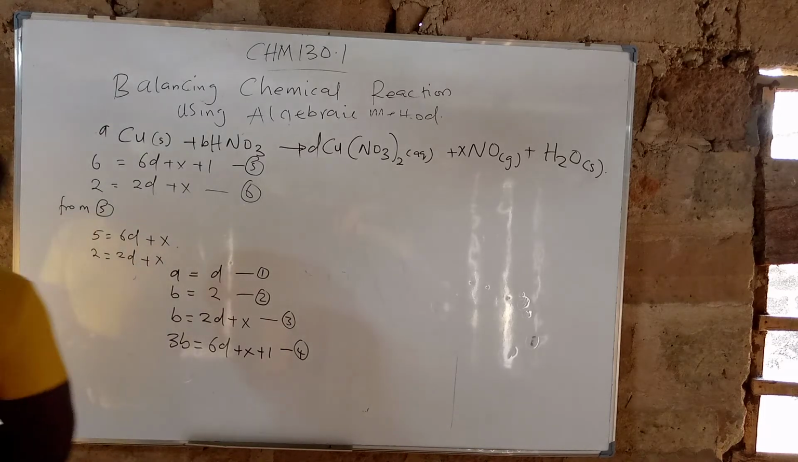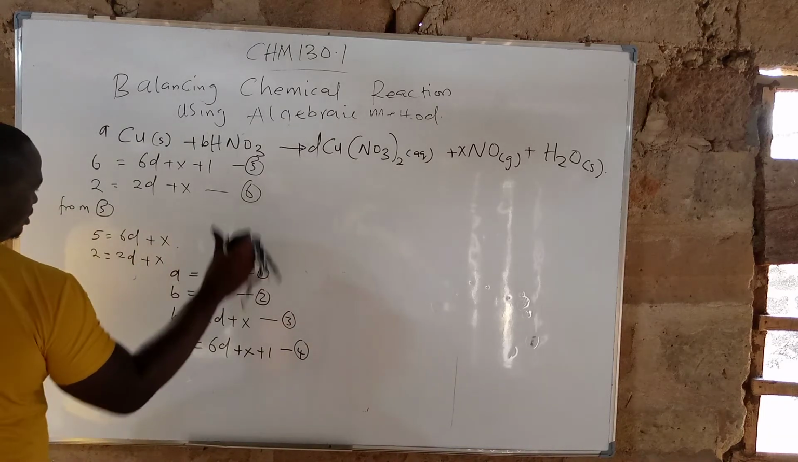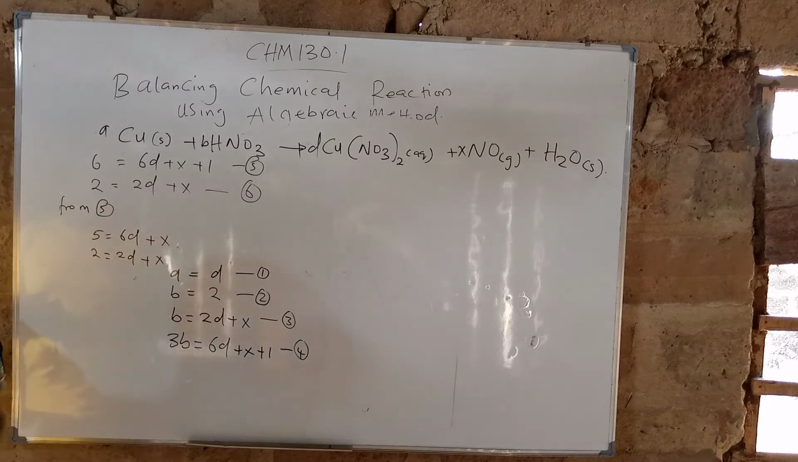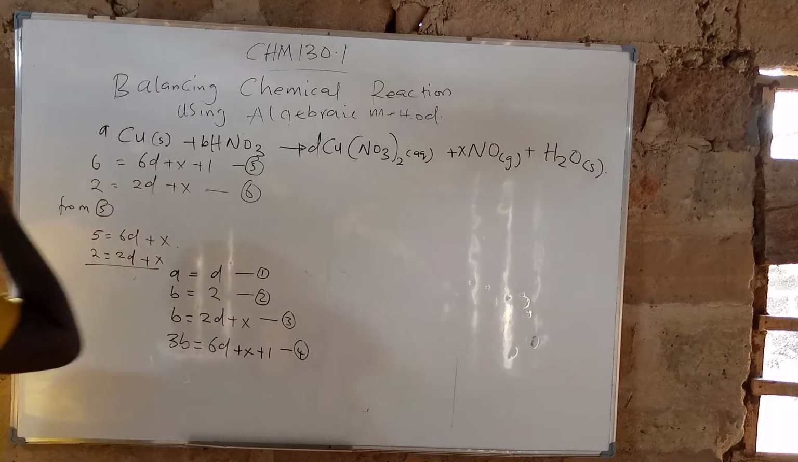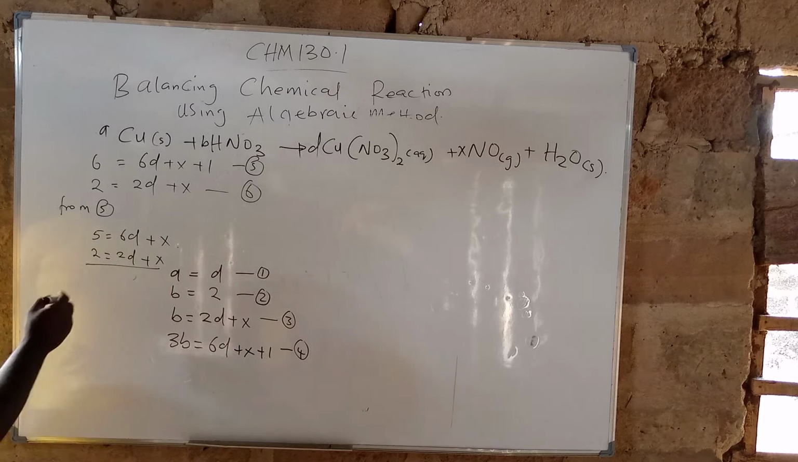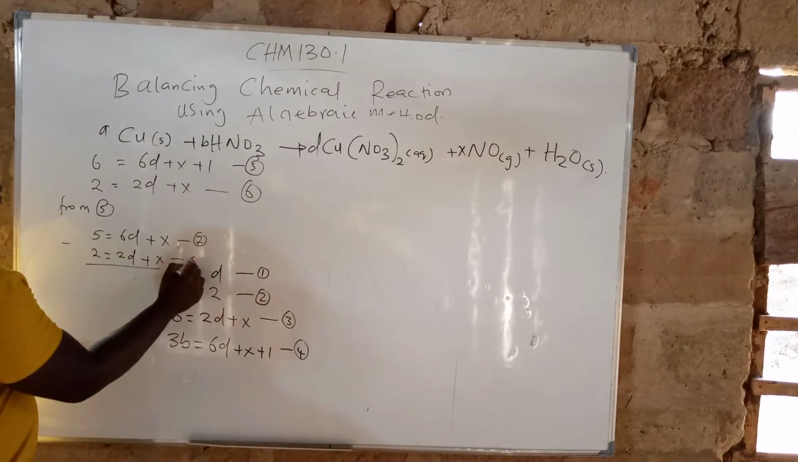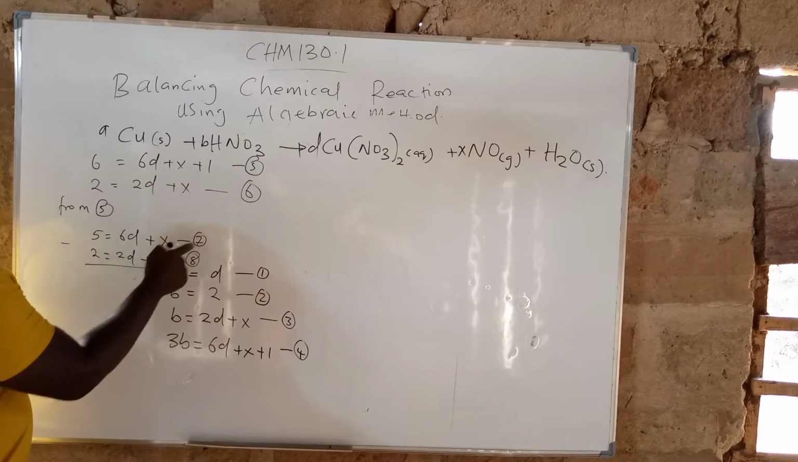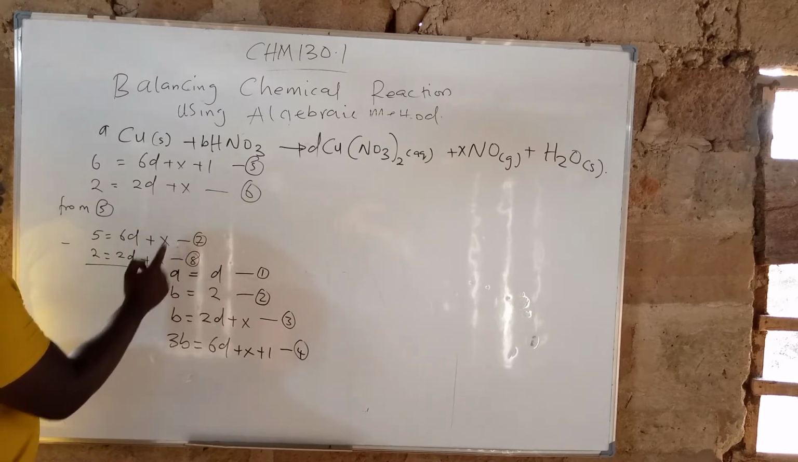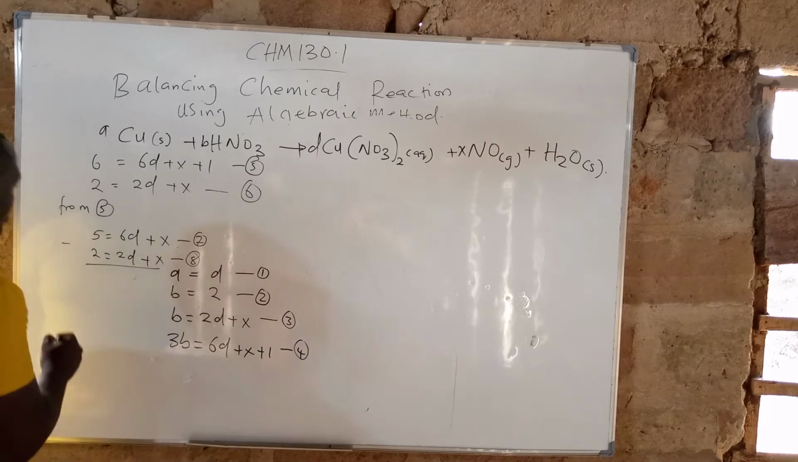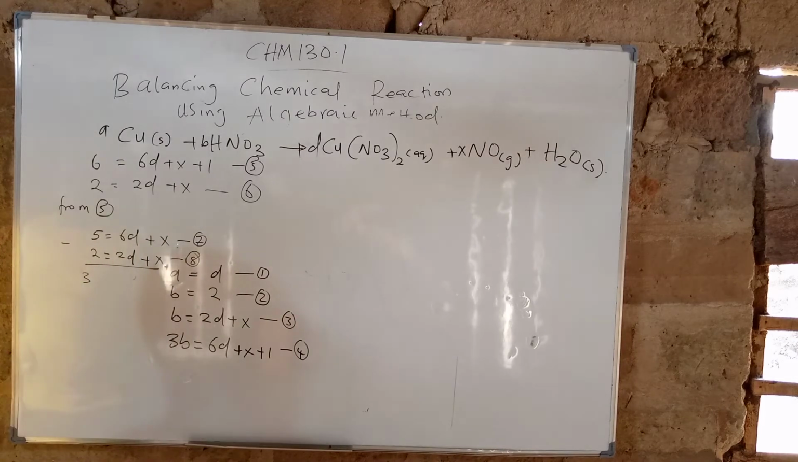Now look at what I want to do. I'll still use it. So look at what I want to do. Let me call this equation 7, here is equation 8. I want to minus equation 8 from 7. So this minus this should give you 3, right?